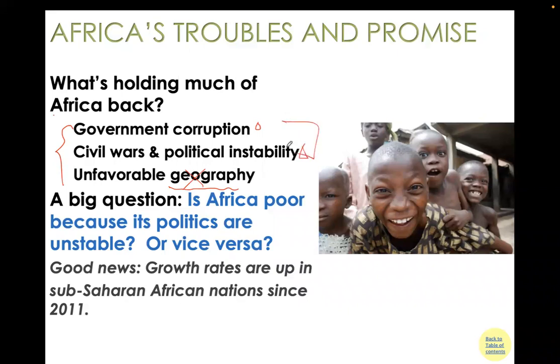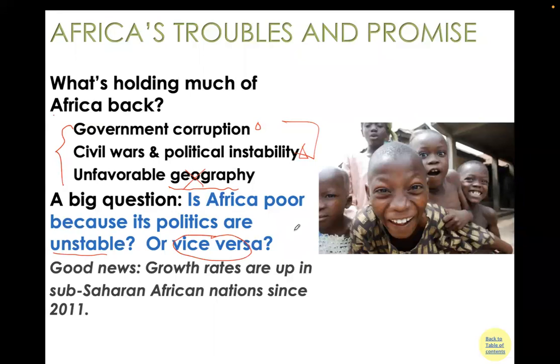But then there's a chicken versus egg question. The question is, is Africa poor because it's politically unstable, or is it politically unstable because they're poor? That's what this vice versa means, right? It's like chicken and egg. Is it because the poverty came first and then they have bad politics, or because they started with bad politics and ended up poor? It's a very difficult, very challenging question, right?